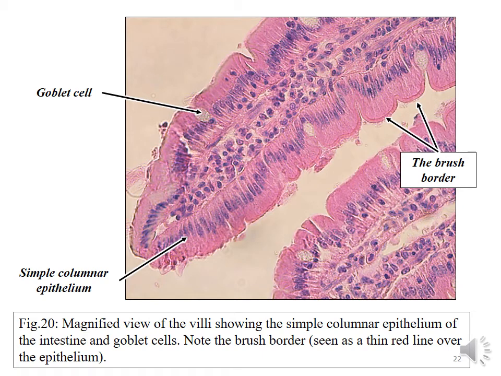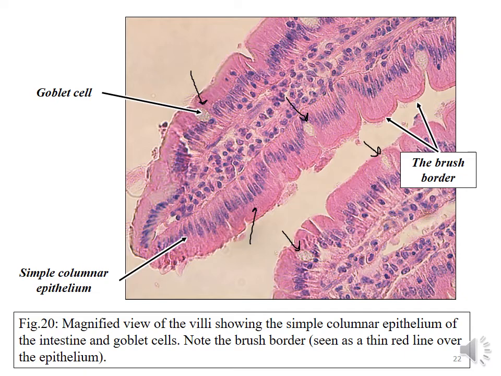Again, this is a further magnification of a villus. Here we can easily see the simple columnar epithelium. Notice the oval-shaped nuclei of the columnar cells. Also, what we note here are these empty-looking cells. These empty-looking cells are goblet cells, mucus-secreting goblet cells. And as we have said several times, mucus disappears during preparation, and therefore these cells appear empty.